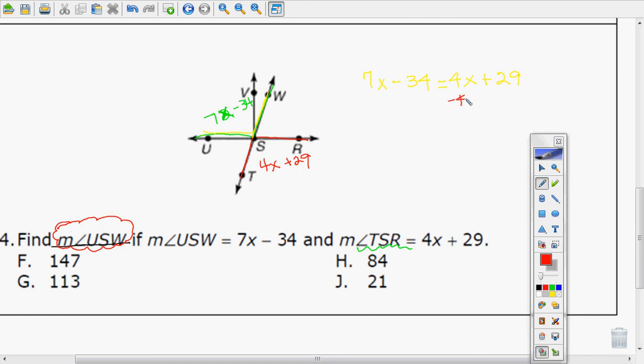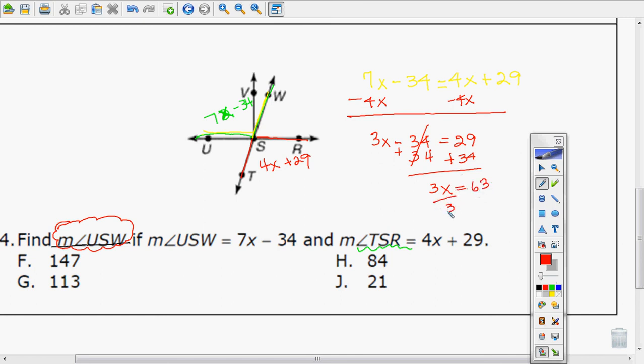So subtract 4x from each side. And I have 3x minus 34 equals 29. Add 34 to both sides. That tells me that 3x equals 63. Finish solving the equation for x, and I get that x has a value of 21.